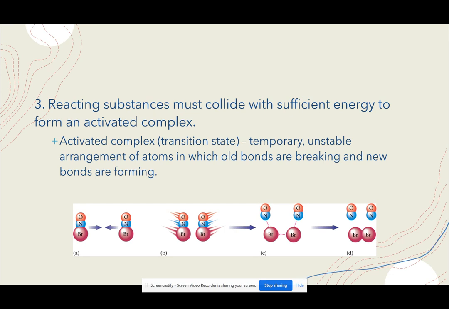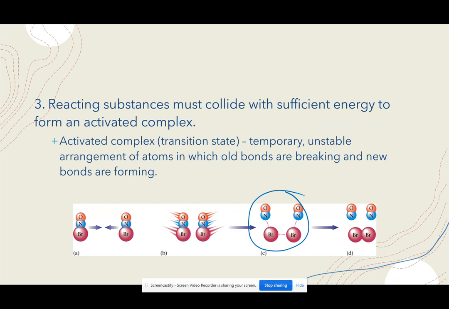An activated complex, also known as a transition state, is a temporary unstable arrangement of atoms where old bonds are breaking and new bonds are forming. So C here is my transition state, where the bonds between the bromines are forming and the bonds between the nitrogens and the bromines are breaking. But for a very brief moment, everything's kind of stuck together. Then it'll break apart into your products, the bromine and the two nitrogen monoxides.